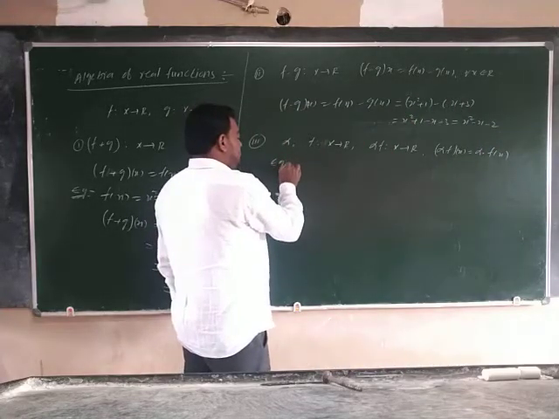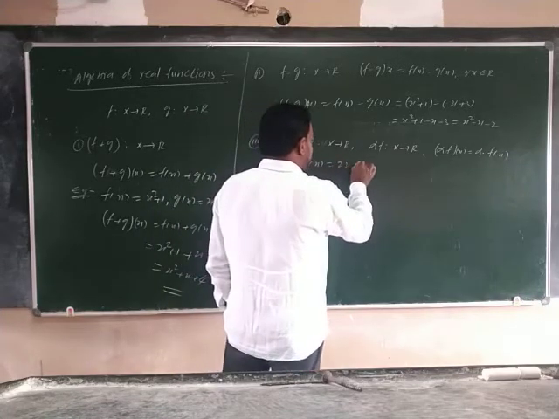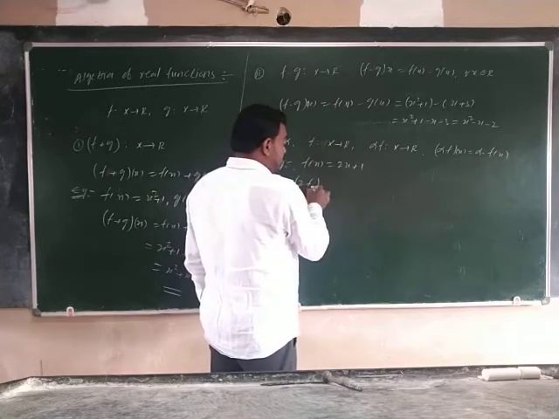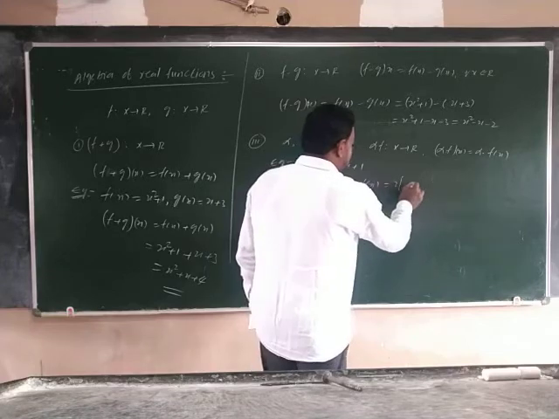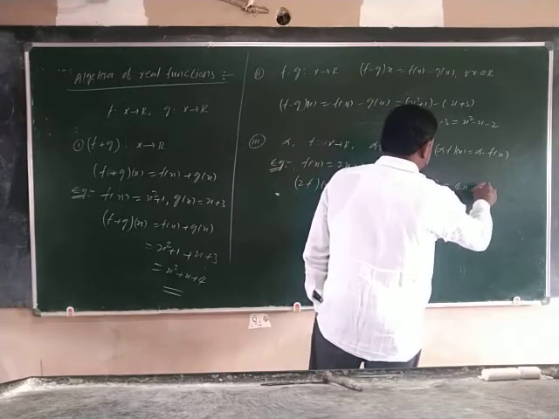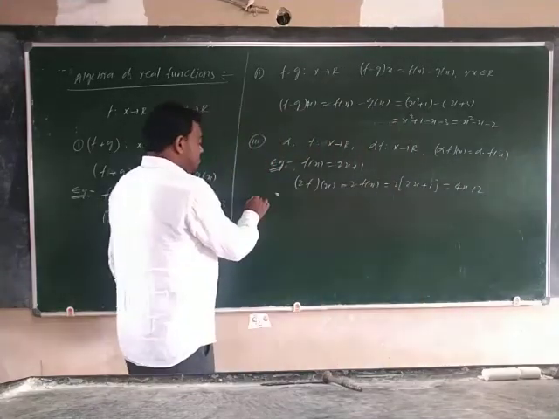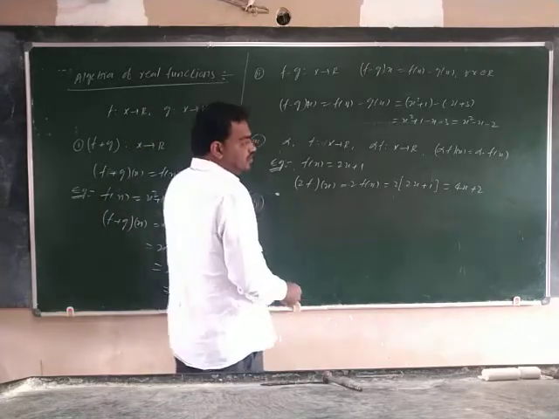Example: you see, f(x) is equal to 2x plus 1. Next, alpha is 2, so (2f)(x) is equal to 2 into f(x). That is 2 into (2x plus 1). This is 4x plus 2. You multiply it. Next, multiplication of real functions. The product of real functions.